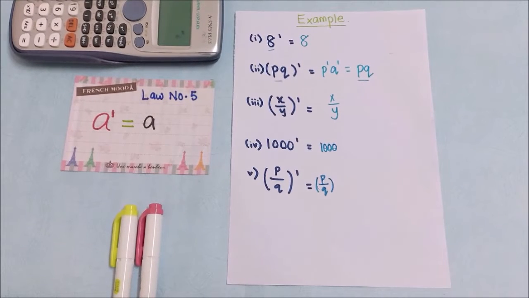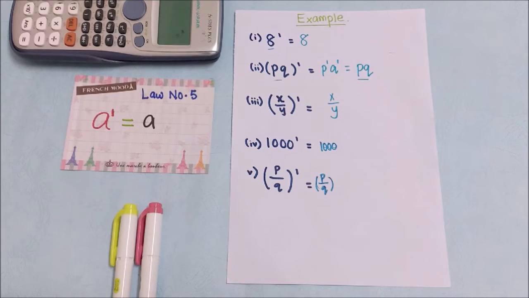So basically, for law number 4 and number 5, you just have to remember that any number to the power of 0 will equal 1, and any number to the power of 1 will give the number itself back.